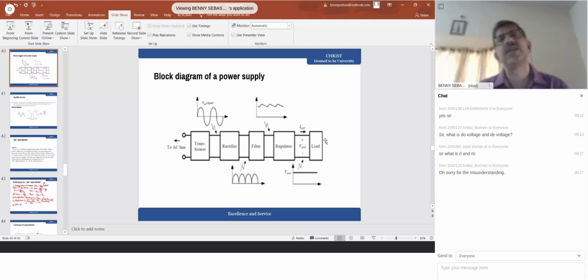This load can be anything. Suppose you're connecting your laptop, the laptop is a load. You're connecting a mobile phone, your mobile phone is a load. You're connecting a loudspeaker, no, because a loudspeaker we don't connect directly. Suppose you're connecting an amplifier circuit here, then your amplifier circuit is the load, or a power amplifier, like that.